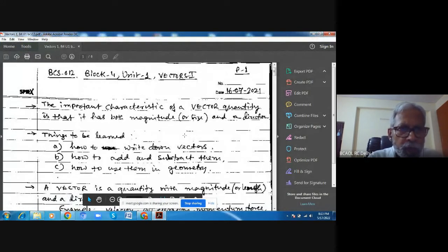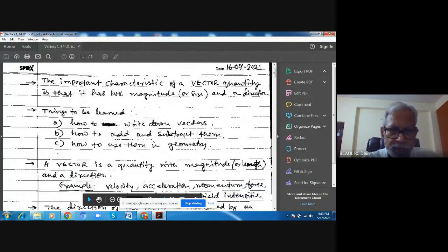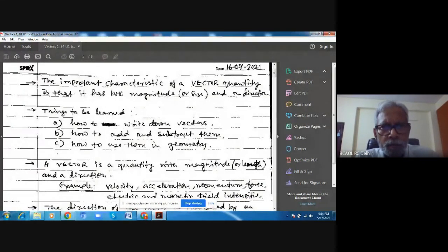Today, so far I have tried to revise. Maybe it will take more time. Now, vector, we are just coming to vector only. The important characteristic of a vector quantity is that it has magnitude and direction. We know there are two things, one is scalar, one is vector. In vector, magnitude is there and direction also. But in case of scalar, there is no direction. Magnitude is in both cases.